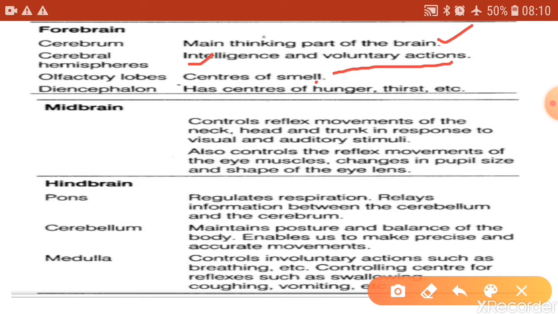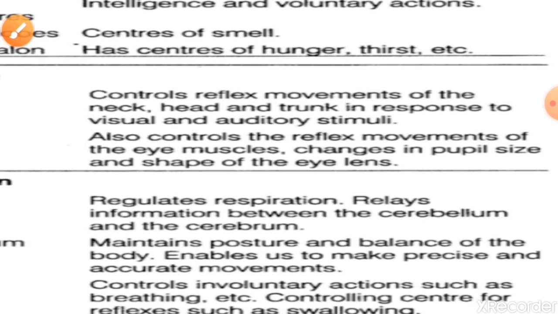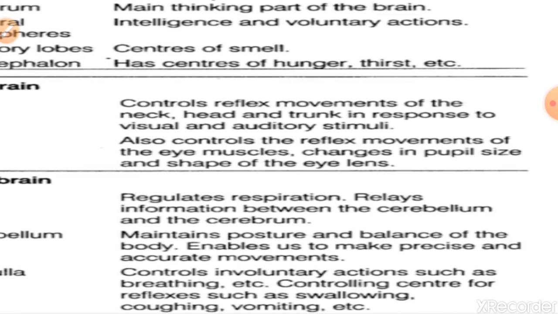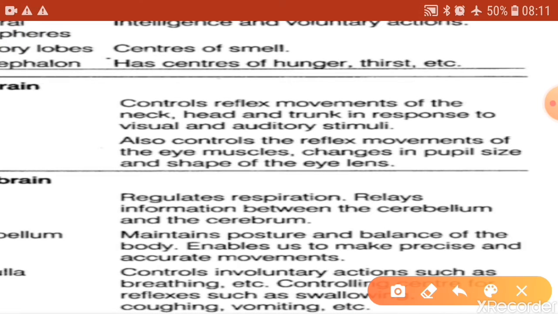And the diencephalon, you have learned it as a part of the diencephalon. You have learned about the hypothalamus. So the hypothalamus is the center for hunger, thirst, body temperature, sleep, feeling of fullness. So all these centers are located in the diencephalon, right? Now the midbrain controls the reflex movements of the neck, head and the trunk in response to visual and auditory stimulus. Visual, that is light, and auditory, that is sound. And it also controls the reflex movements of the eye muscles, that is a change in the size of the pupil or the shape of the eyelids. The center of this is located in the midbrain.